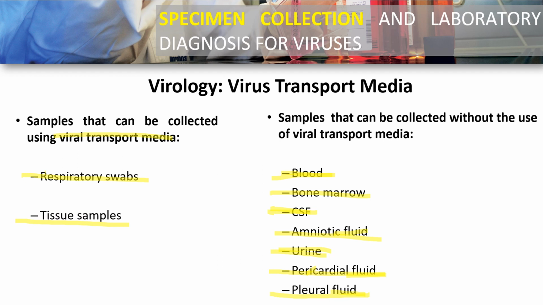Take note also, class, that the purpose of your viral transport media is to make your sample moist. Okay? The moisture will actually protect the virus. Kung dry kasi, class, what will happen? The virus will dry up also and easily be destroyed. So, therefore, you need to have your viral transport media. So, itong mga sample like blood, bone marrow, CSF, in liquid form siya. So, therefore, meron ng water content ang sample mo. So, meron ng protection. So, it will make your sample moist.